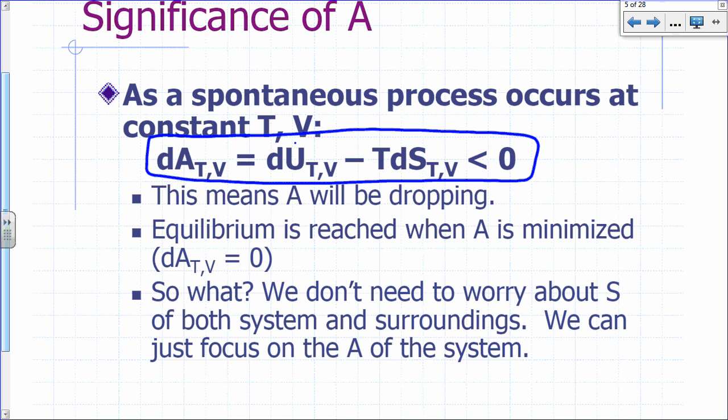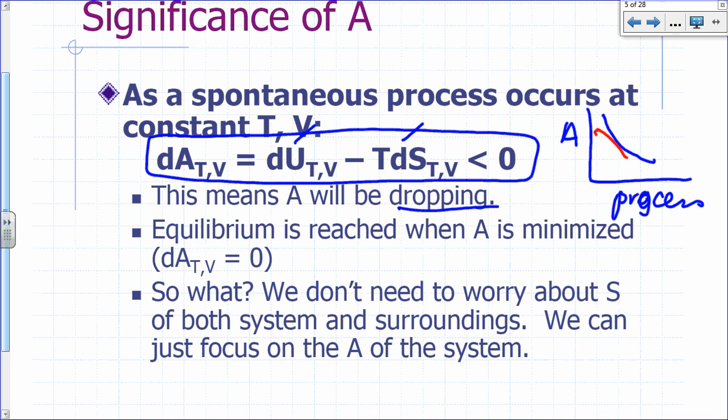dA would be equal to dU minus TdS. That has to be less than 0. So each step along the way during the spontaneous process, your Helmholtz energy will be decreasing. So it's going to be dropping, okay? So when is equilibrium reached? So if this is the progress of your process, right? As your process occurs, what happens to your A? It's going to be dropping. And so dA is going to be negative, right? dA would be the slope of that, right?